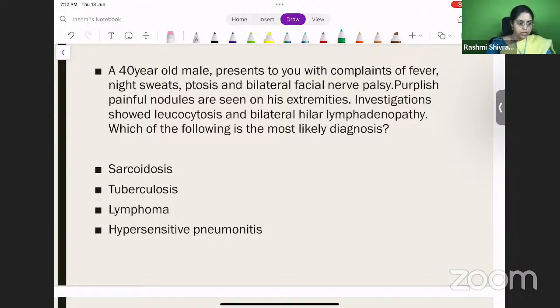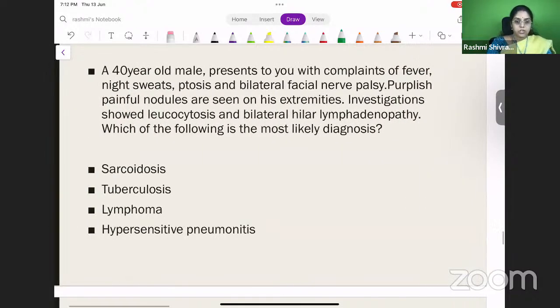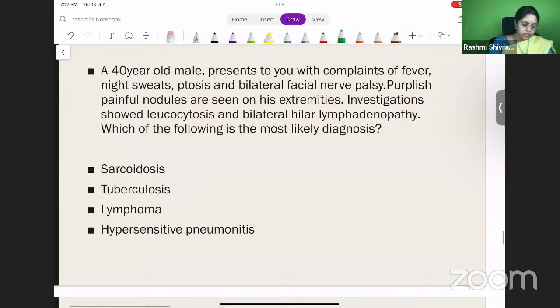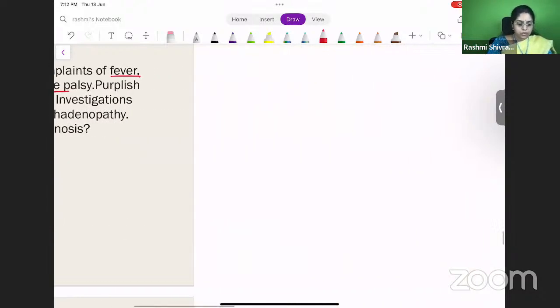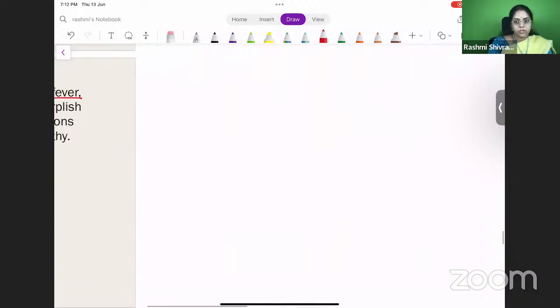So the answer to this question will be sarcoidosis, right? You have a patient presenting with fever, night sweats, ptosis, and bilateral facial nerve palsy. There are very few conditions that present with bilateral facial nerve palsy. One of them is sarcoidosis. Bilateral hilar lymphadenopathy, all of us know, immediately strikes sarcoidosis for us.